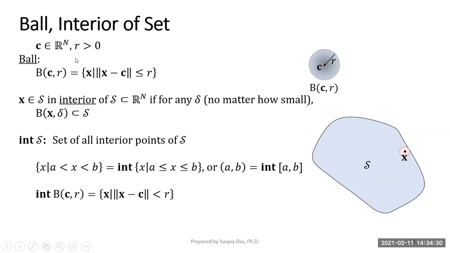The interior of this ball here with center C and radius R is the set of all points X such that the distance from X to C is strictly less than R, not less than or equal to R. So that's what we mean by the interior of a region S.